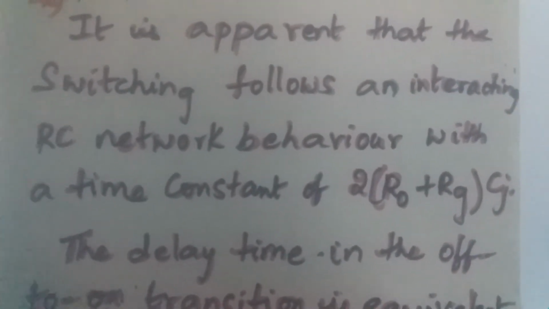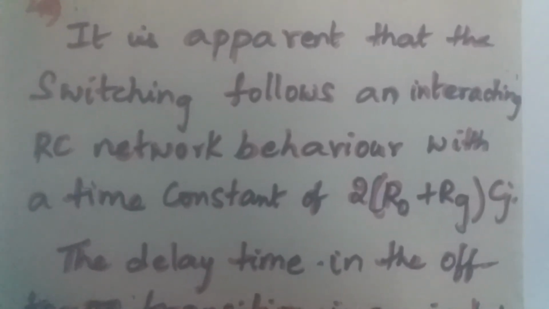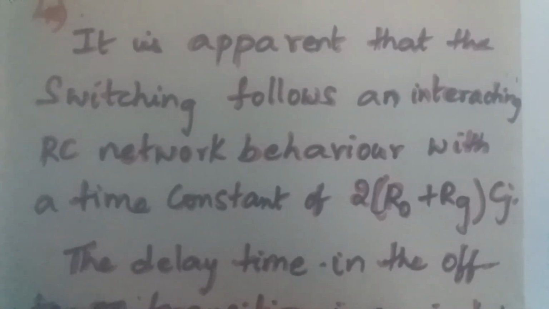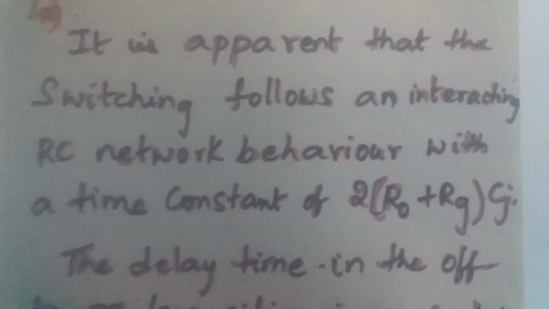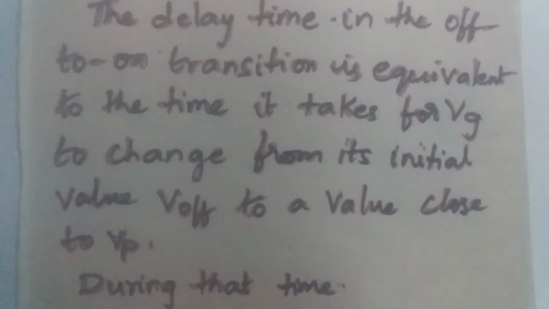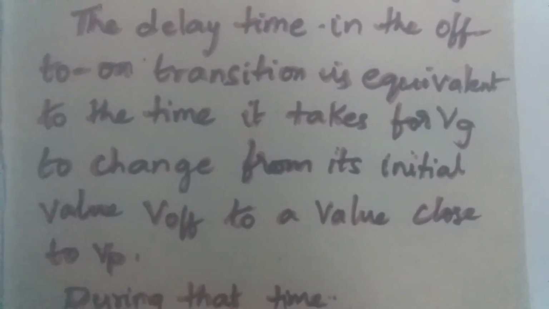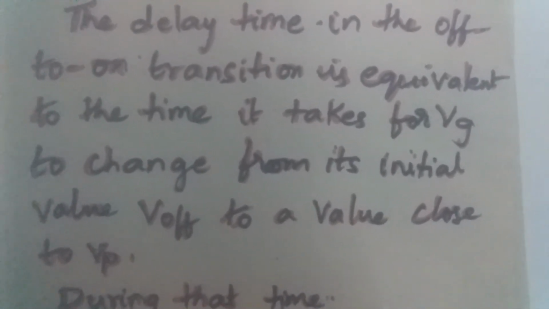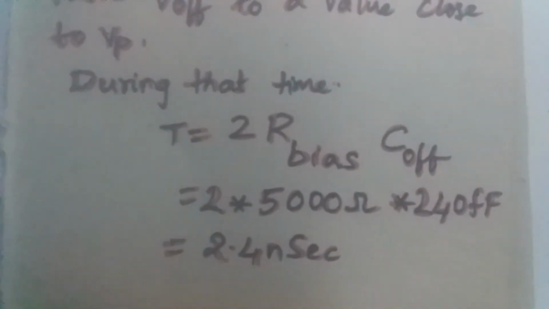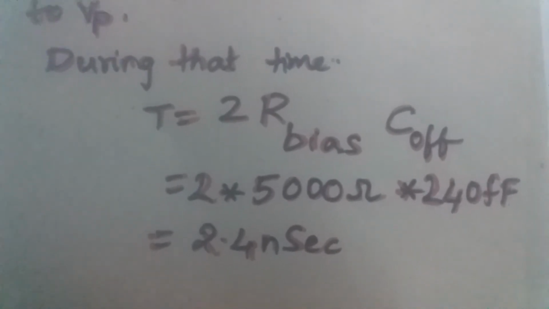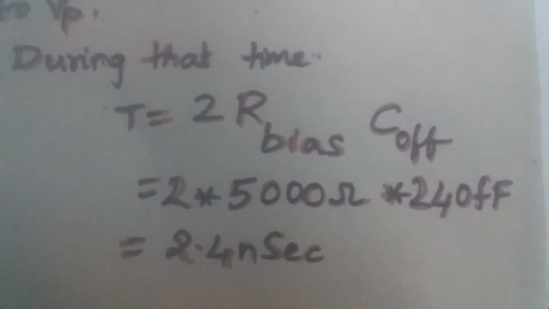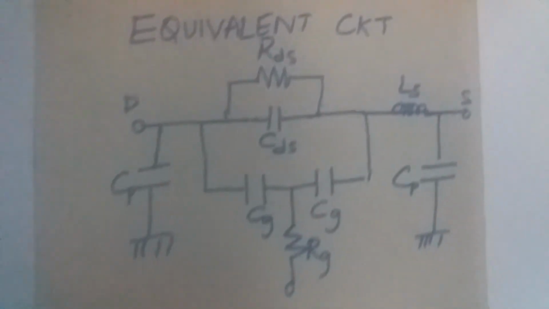So once we have considered all the assumptions, the switching circuit is an RC network, and it has an RC network behavior with the time constant 2 times (R0 plus RG) into CJ. So the delay time in the off to on transition is equivalent to the time it takes for VG to change from its initial value V off to a value close to VP. So that during that time, the R bias is 5 kilo ohms, C off is 240, so you get 2.4 nanoseconds. Okay. So here is an equivalent circuit.